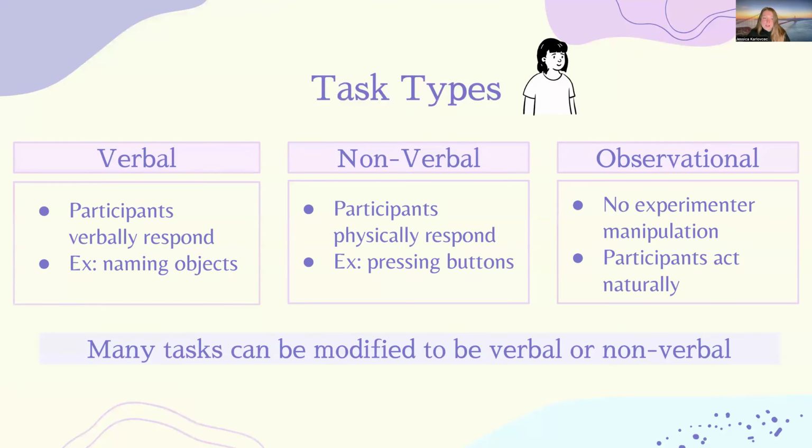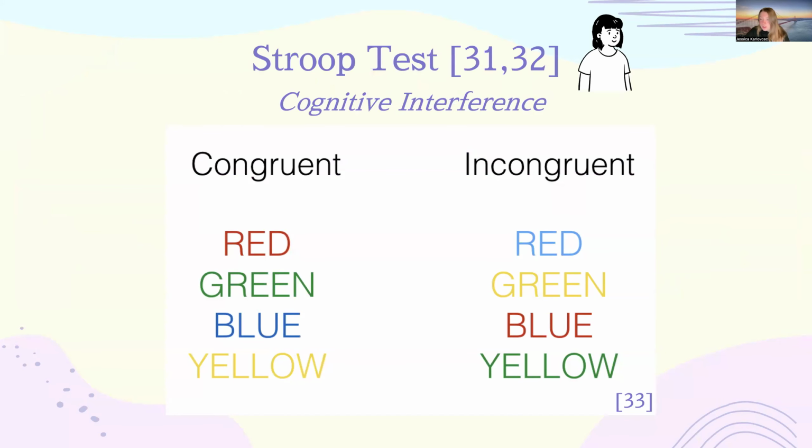Now, a lot of the tasks that are done in humans can also be modified to be verbal or nonverbal. So the Stroop test is used to study cognitive interference. In this task, participants are asked to say the color of the fonts of words as quickly as possible. The twist is that the words themselves are color names, but they're printed in a different color, like the word red written in blue ink, as we can see here on the slide in the incongruent list. To respond correctly, the participant has to ignore what the word says and instead report the color of the font they see. This creates what's known as the Stroop effect, where people are consistently slower and make more mistakes when the word spells a color that conflicts with the font color.